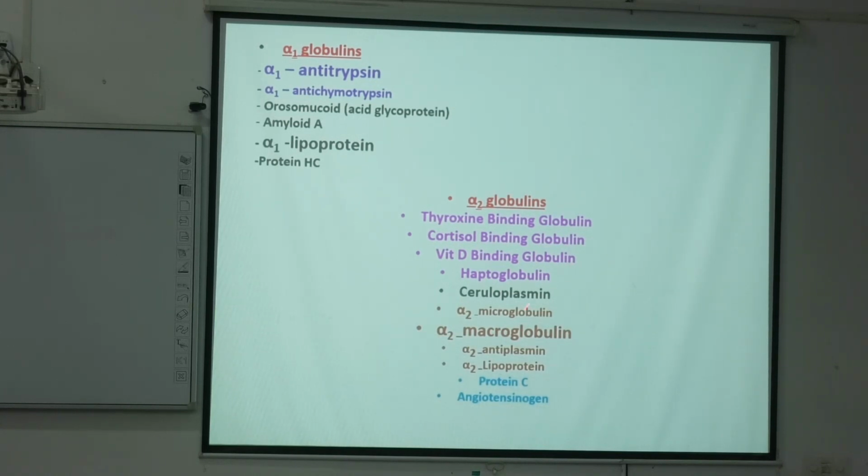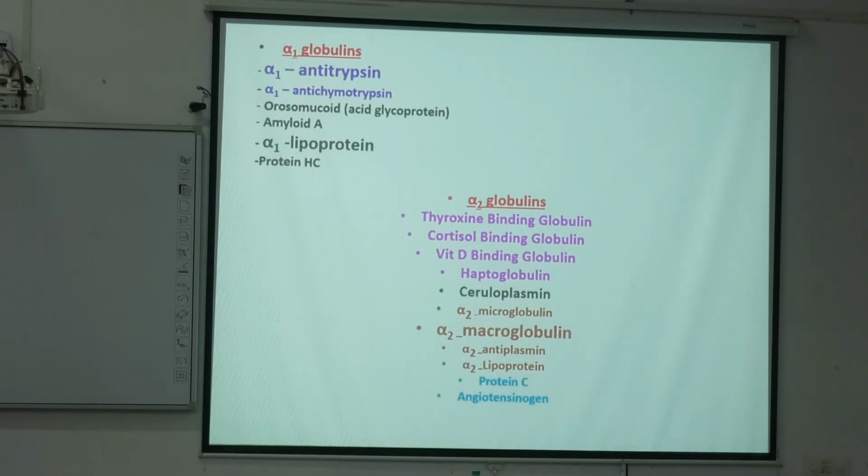Ceruloplasmin I will tell in detail, and one important is angiotensinogen, that is of clinical relevance. So thyroxine binding globulin, cortisol binding globulin, these I have highlighted so that at least you must be able to give some examples of alpha 2 globulin, and some examples of alpha 1 globulin. If you tell alpha 1 antitrypsin, alpha 1 anti-chymotrypsin, we will be happy to note that you know the alpha 1 antitrypsin name.